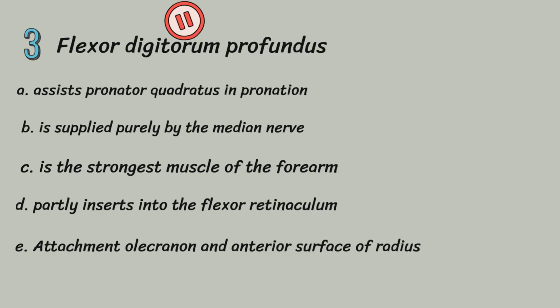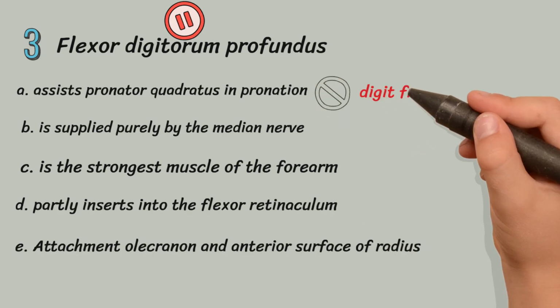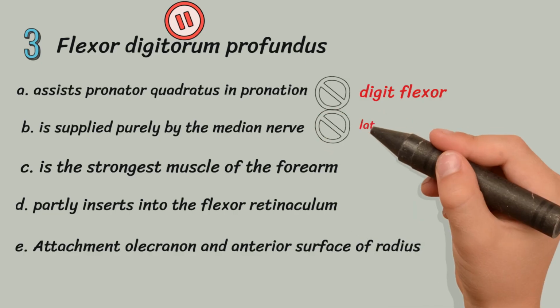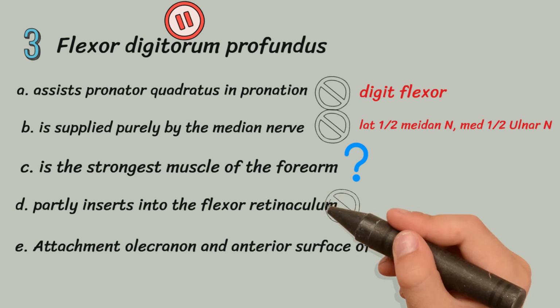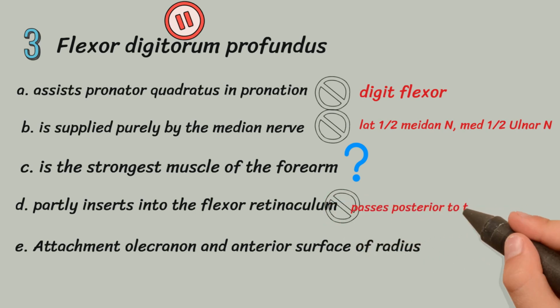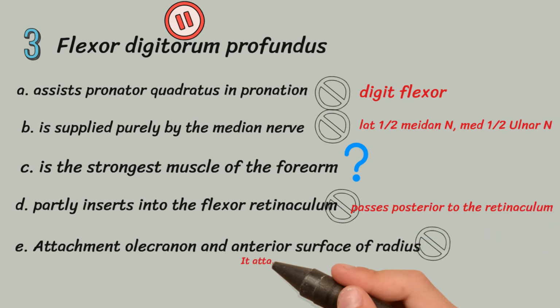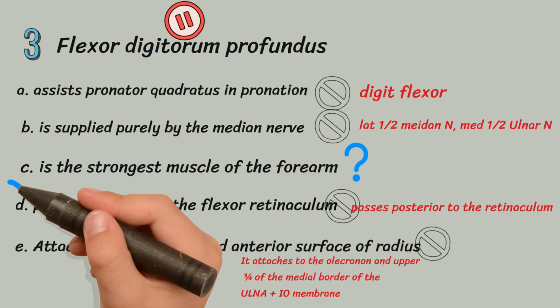Now, you see that it does not go with the pronation because this muscle is a digit flexor, and it is not only supplied by the median nerve, the lateral half, while the medial half by ulnar nerve. We don't know if it is a strong muscle in the forearm or not. Partly insert in the flexor retinaculum, which is not because it passes underneath or posterior to it. And the attachment here is also wrong because it is attached to the ulna and the interosseous membrane. So it leaves the strongest muscle of the forearm as the right answer.